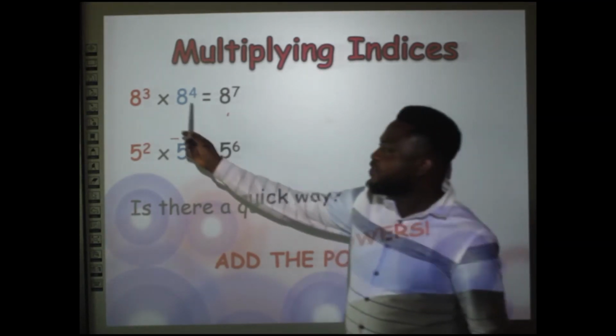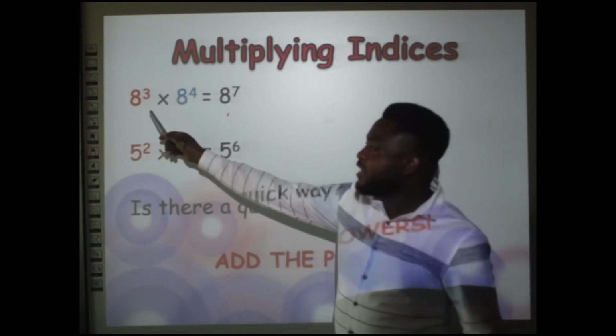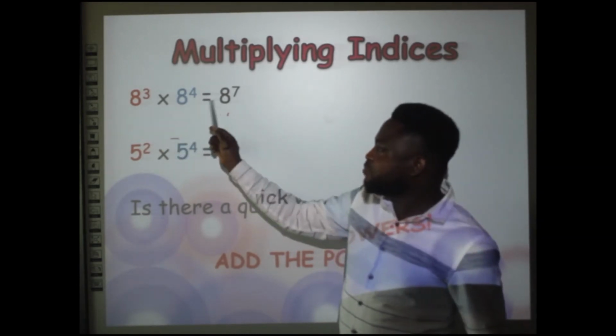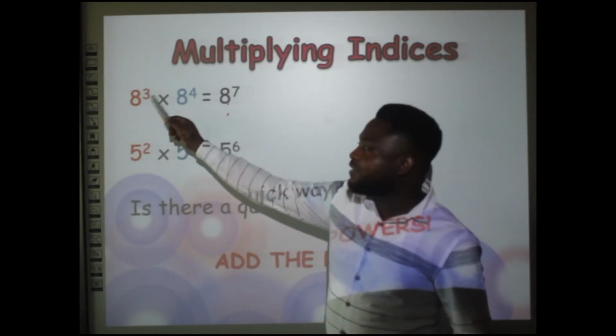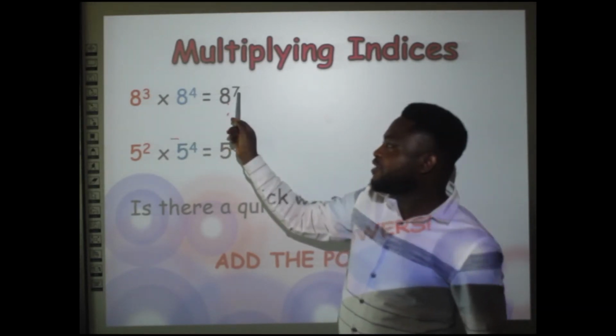So, that means if you are given something like this, they have a common base, so you are going to pick 8. Then you now add the exponents. You add the power. 3 plus 4 will give you 7.